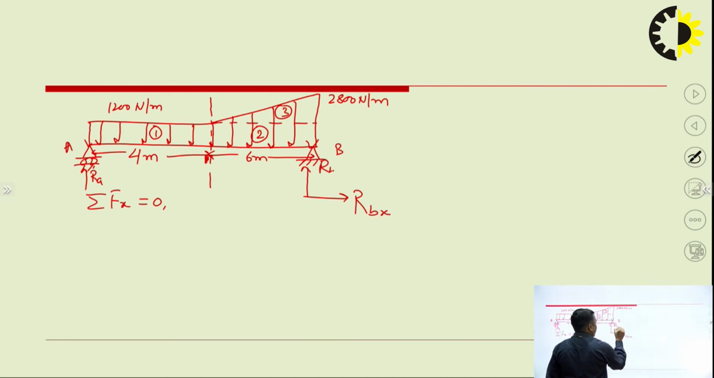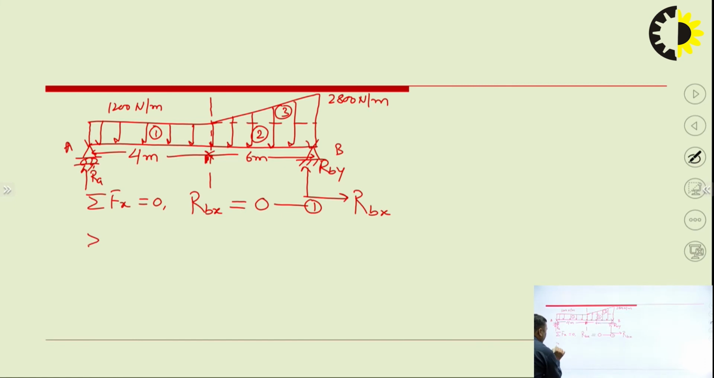RBX and RBY. Okay. So what are the horizontal forces? I am observing only one horizontal force, that is the reaction force at X. Any other? Whether the load is uniformly varying or UDL, it is acting downward, so there is no horizontal external load. So it is equal to 0. Then I am writing the second equation, sigma Fy equal to 0.